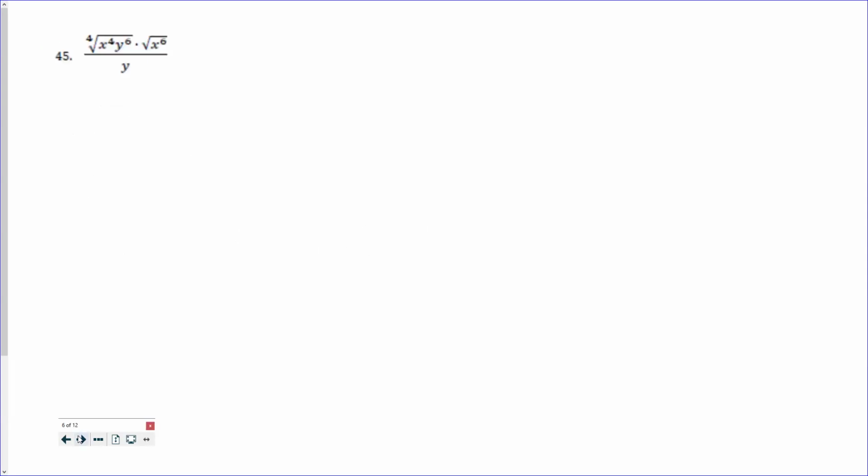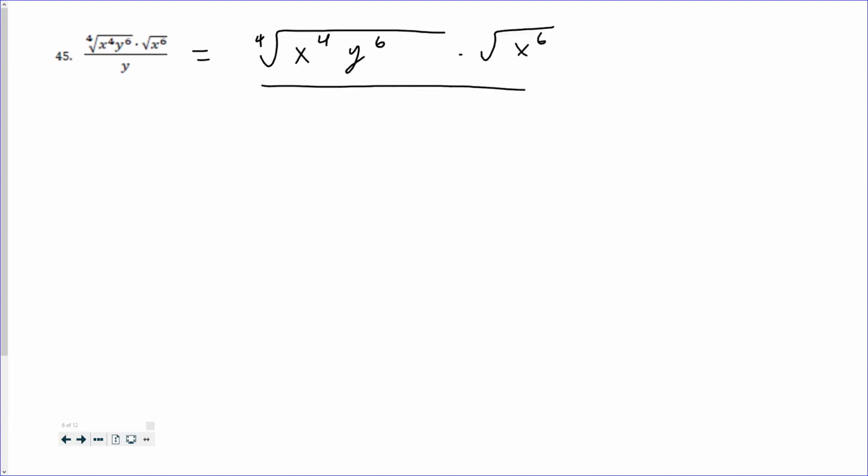Number 6, the fourth root of x to the fourth, y to the 6 times the square root of x to the 6. So for this one, if I see two roots multiplied with each other, I'm going to try to combine the roots together, where I have a fourth root and a square root. This square root is the root of 2. So to convert it into a fourth root, I can multiply the root by 2 to make it a 4. And then multiply every exponent underneath that root also by 2 to get 12.